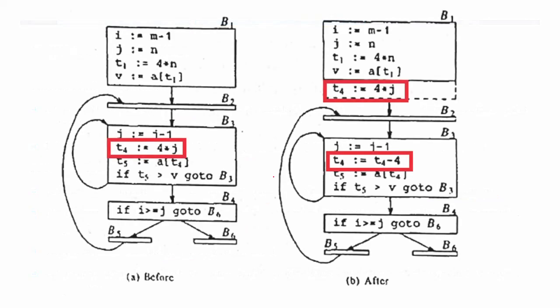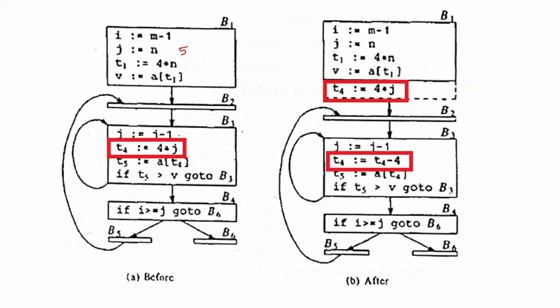Here we have an example. See, T4 is equal to 4 into J. When you take this block, we can replace this one. First step, we do code motion, moving this out of the block. Initially, whatever the J value is, for example, if your N value is 5, J equal to N means J will be 5 here.